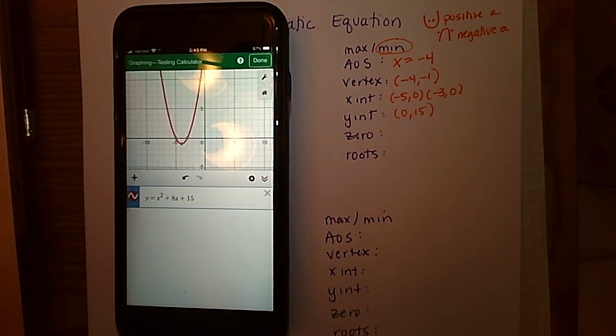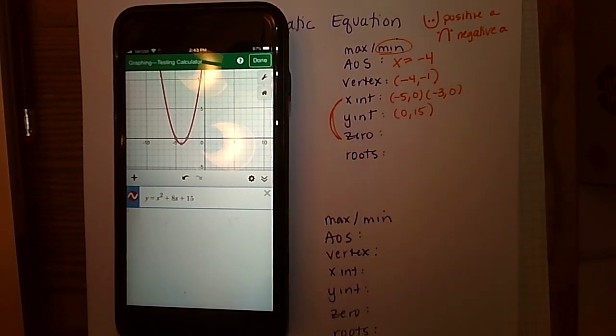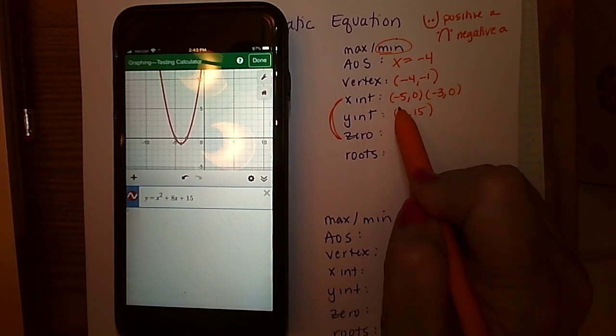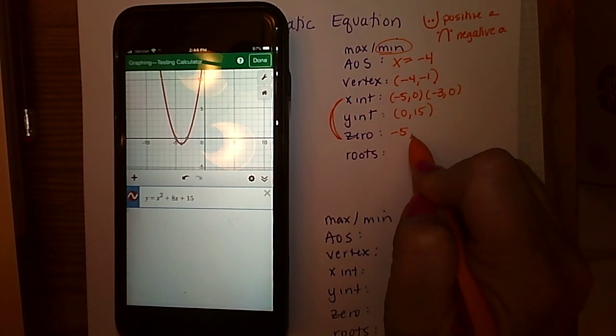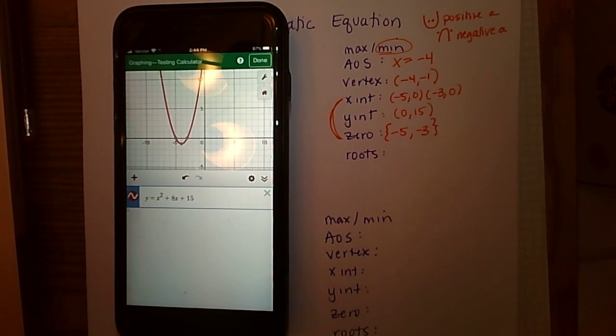And again, my zeros are the same as my x-intercept. These are the same. They lock together. So my zeros are -5 and -3. I put them in set notation because there's more than one answer, but I don't think on Dental Math you have to do that. I think you just list them in.